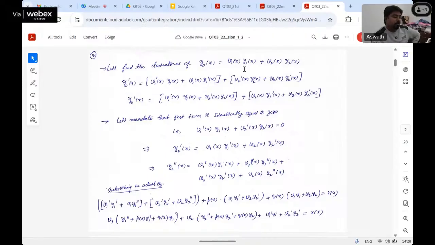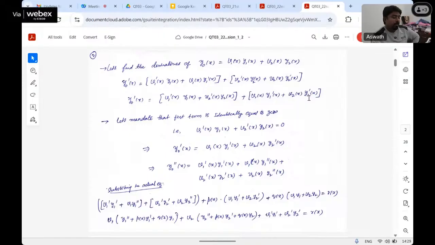Okay, so this term would give two terms. One is v1' y1, v1 y1', v2' y2, v2 y2'. So there are four terms I have generated. Let me rearrange in such a fashion: the derivatives of v1, v2 are in one place, and derivatives of y1 and y2 in one place.